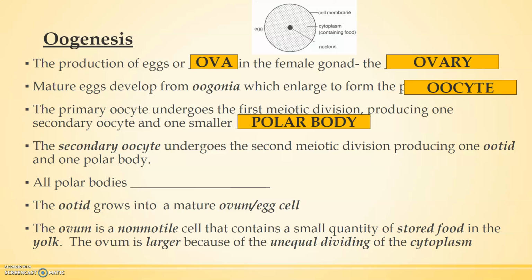So remember, before in lecture 2, we discussed what happens during cell division meiosis II for males and females. This is where we have a difference. So the secondary oocyte undergoes the second meiotic division, producing 1 ootid and 1 polar body. All polar bodies will disintegrate. The ootid grows into a mature ovum or egg cell. The ovum is a non-motile cell, meaning not moving, that contains a small quantity of stored food.